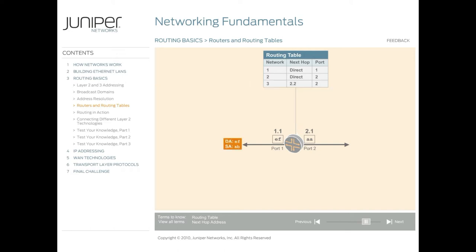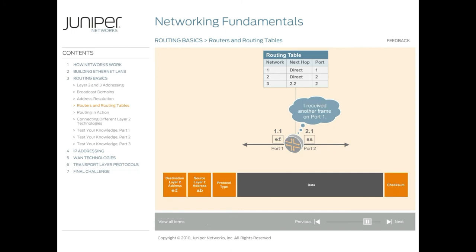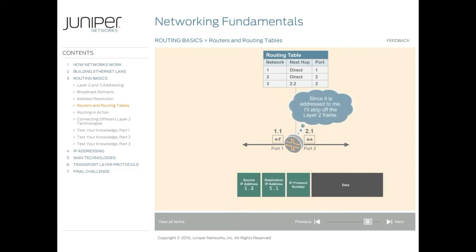What if the router receives a packet destined for a network not in its routing table? Here we see that the router has received another frame on port 1. Since the frame is addressed to the router, it strips off the Layer 2 frame. In this case, the destination address is in network 5, but there is no entry for network 5 in the routing table. If the router does not have a route for a destination network number, it will drop the packet and might send an error message to the sending PC.